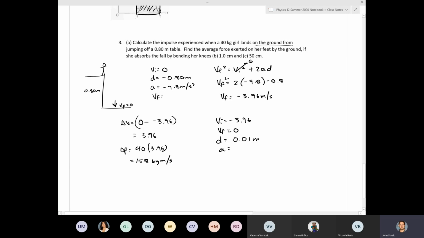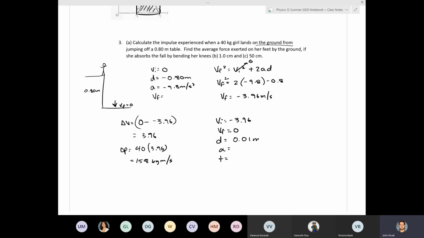Okay, and we'll do that twice. That's the best way to do it. We're not going to deal with F net times T or anything like that. You could apply that here, where you find the time and then just go F net times T, but that's an extra step. You might as well just find the acceleration times by mass. That's way easier.